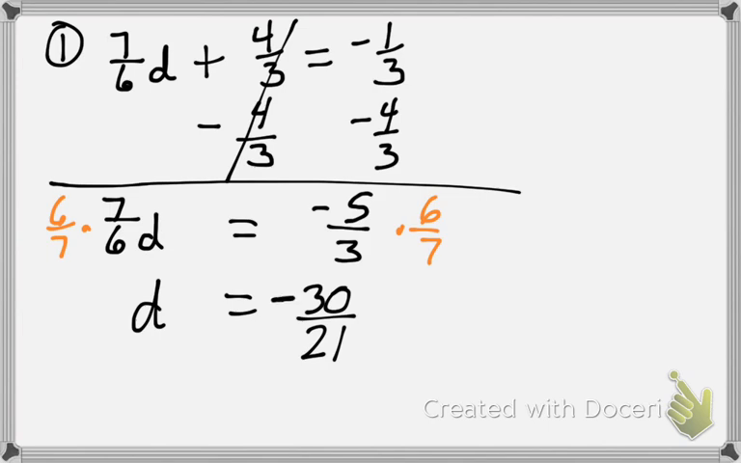This isn't quite simplified, though, either, because I can divide the numerator and the denominator by 3. So it's actually going to be a -10/7. Now, if you're like I am and you're not real crazy about those fractions, there's another way that you could do this problem and get rid of all the fractions from the get-go.